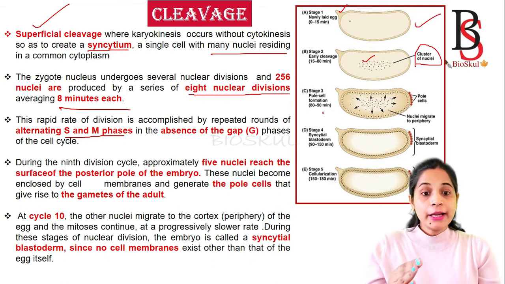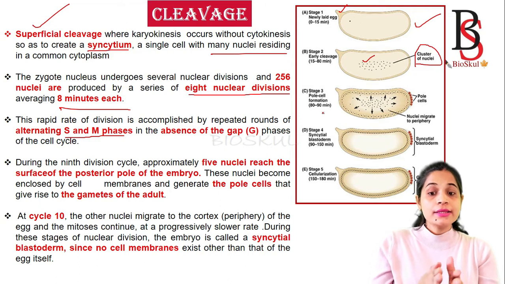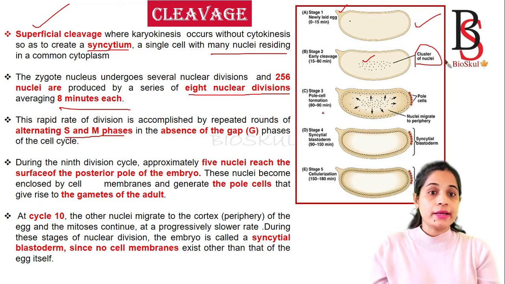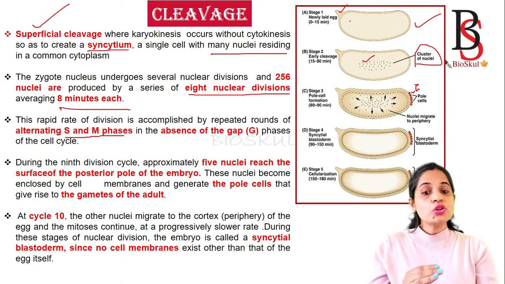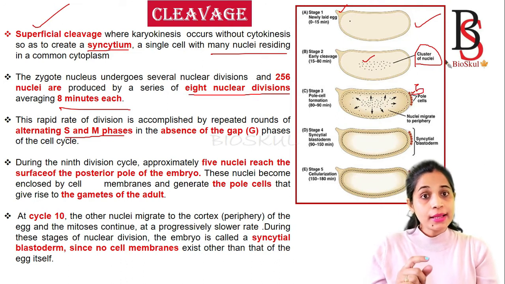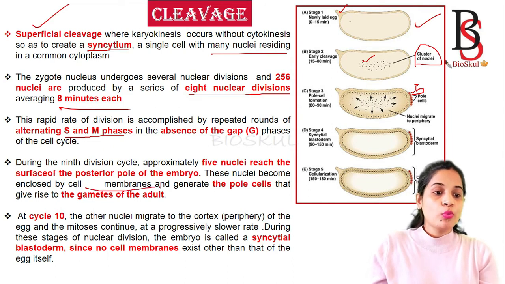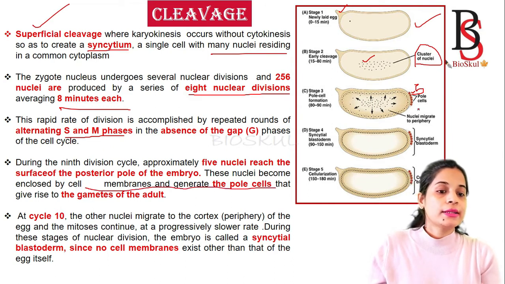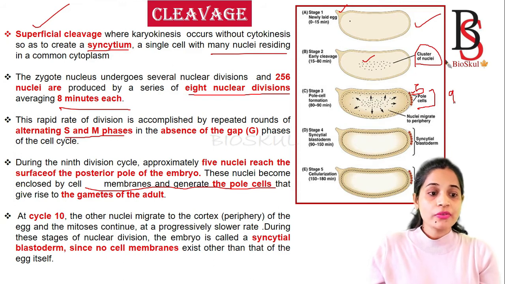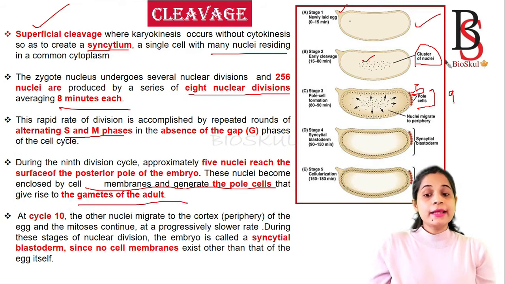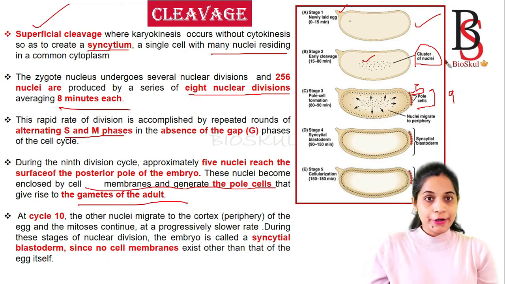Then after the 8th division, when it enters into the 9th division of the cycle, what happens? The 5 nuclei, here you can see the 5 nuclei, reach the posterior pole of the embryo, and the nuclei become enclosed by the cell membrane to generate the pole cells. It takes place at the 9th division of the cell cycle. These pole cells give rise to the gametes in the adult.